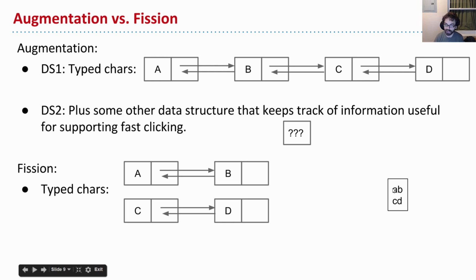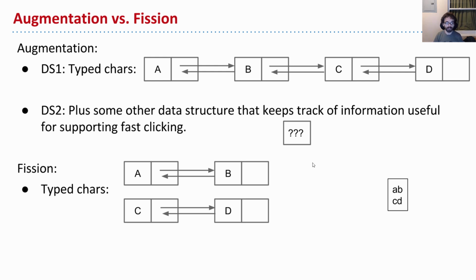Let's say this is the screen. It has A, B, C, D, and it's such a tiny window that it actually wraps. So we have A, B, C, D, and then I have a second data structure that's going to keep track of information that's useful for supporting fast clicking. And we'll talk about what that might be in a moment.